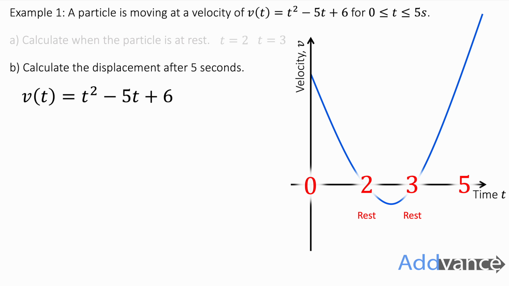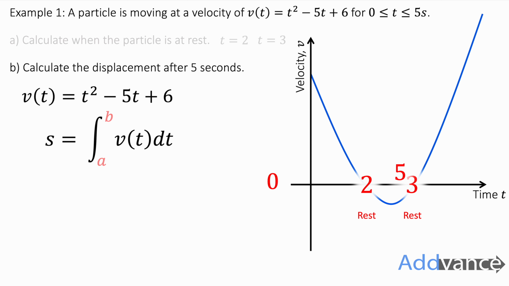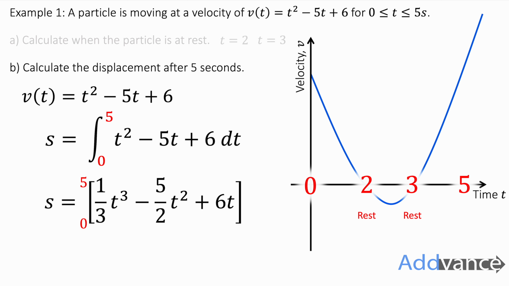Part B, calculate displacement after 5 seconds. So the displacement is really easy. We just integrate the velocity between the start time and the finish time. So we'll integrate between 0 and 5, that's the start time and the end time. And the velocity is t squared minus 5t plus 6. We'll integrate this by using our power rule, and we'll get this.